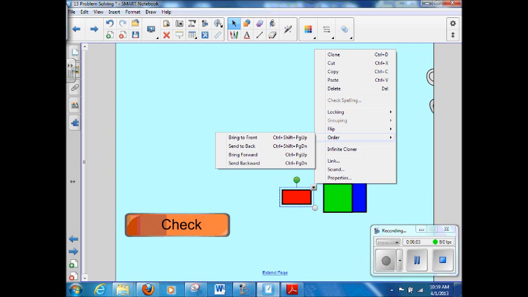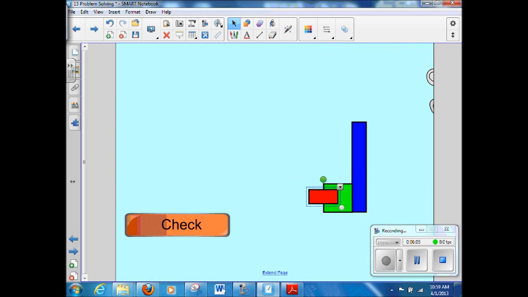Let's try one more time. Bring forward, bring to front. How about that? Okay, we'll put that here. Okay, I can see that there's a rectangle here and a rectangle there, and 2 and 2. So that works. Let's rotate that one, and we'll put it this way.